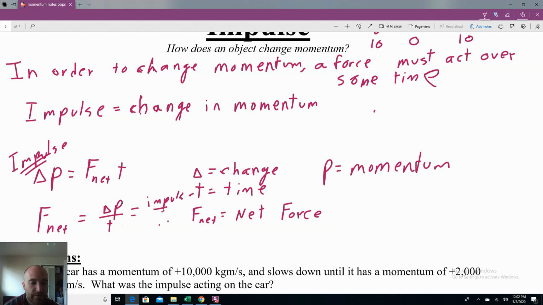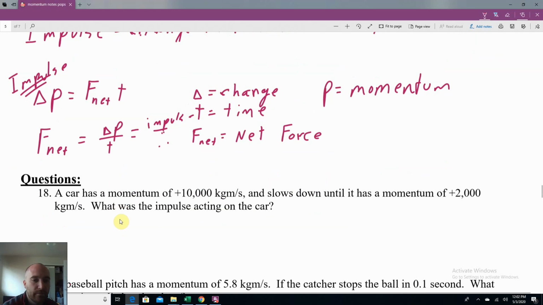over time. So sometimes I'll use the word change in momentum, sometimes I'll use the word impulse. A big thing that I'm going to be testing here, or looking for, is that you understand that impulse means change in momentum. Just different ways of saying the exact same thing. And that's it. That's our idea.